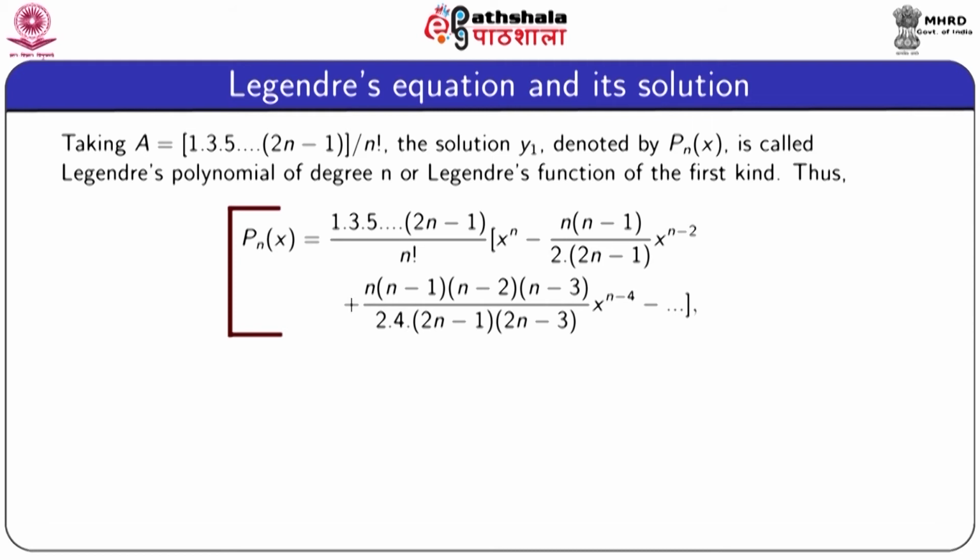The whole thing is multiplied by this expression: x to the power n minus n into n minus 1 divided by 2 into 2n minus 1 x to the power n minus 2 plus n into n minus 1 into n minus 2 into n minus 3 divided by 2.4 into 2n minus 1, 2n minus 3 x to the power n minus 4 minus more terms are there.